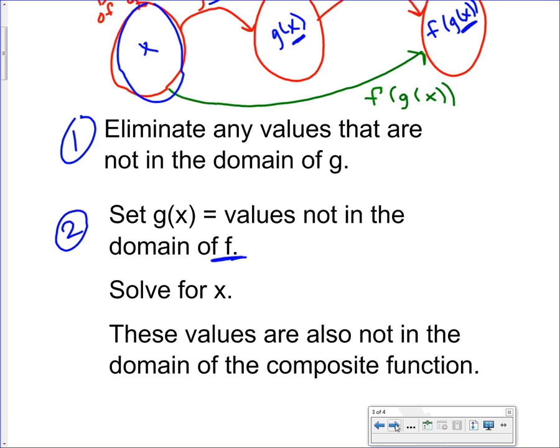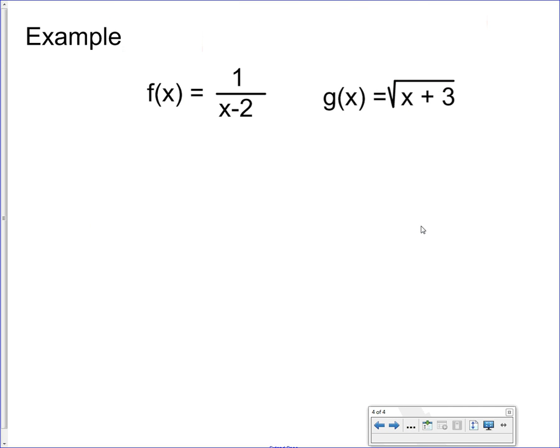Let's look at an example. We have two functions, f of x equals 1 over x minus 2, and g of x equals the square root of x plus 3. So we're going to compose these functions. We're going to find f of g of x.